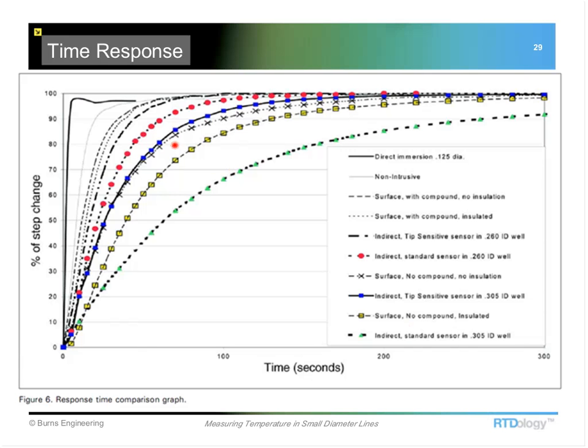The dashed line here represents a surface mount sensor. The red dots here, this is a RTD quarter-inch diameter in a Thermowell that has the correct 0.26-inch diameter bore size. And again, it takes a while for the sensor to indicate a full temperature change.